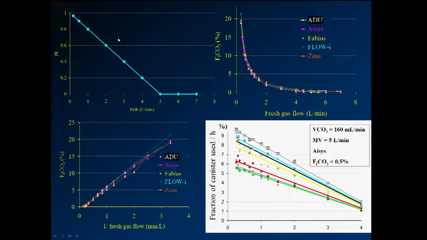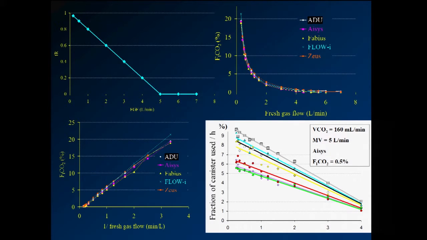Okay, what about CO2 absorbent usage? Well, again, this is how I started off. This is the fraction of rebreathing. And we notice that as we lower our fresh gas flows, the FiCO2 increases. And if I plot this on 1 over FGF, I get a straight line.